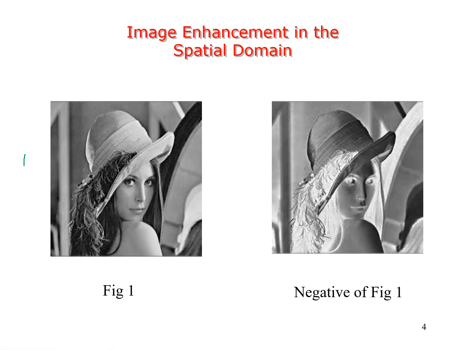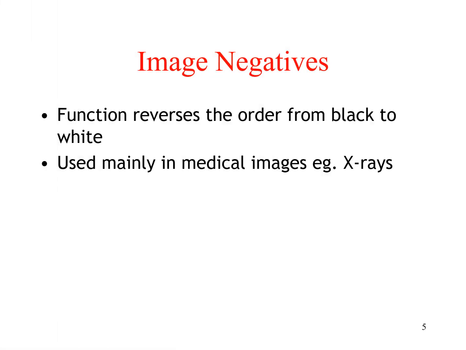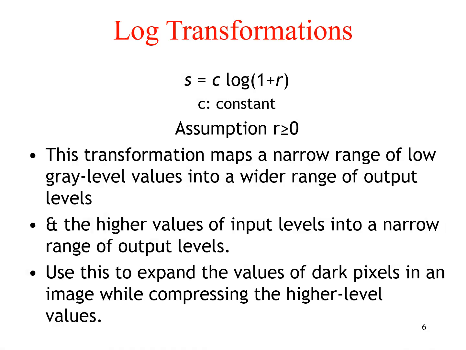Here you can see this was the input image, and after applying negation you get this output image. The black pixels become white, white pixels become black, and for in-between values you get corresponding negative values. The function reverses the order from black to white when you apply negation. It is used mainly in medical images, for example X-rays.